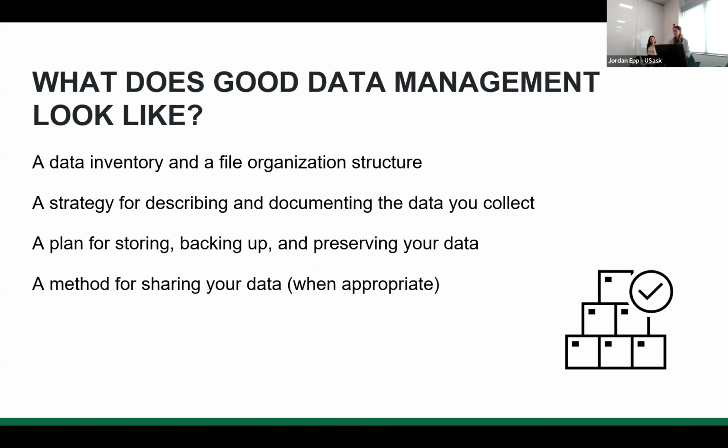Okay, so what does good research data management look like? Again, Sue's going to talk about the specifics of this later, but generally speaking, good data management can look like having an inventory of your research data and an organized file structure for that data. It means being thoughtful and deliberate, having a strategy for describing and documenting the research data that's being collected. It means you have a plan for storing your data, backing up your data and preserving your data. And then when it's appropriate, it means that you have a plan and a method for sharing your data as well.